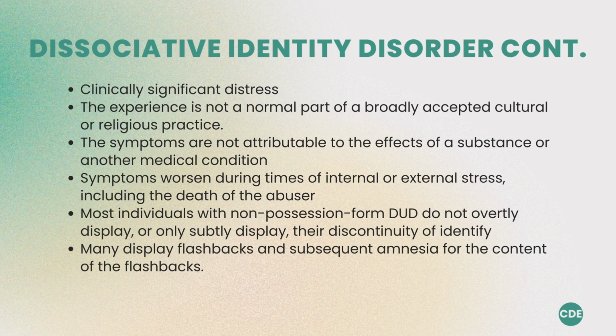And the person has often developed some sort of compensatory strategies to be able to keep things under control. In a lot of cases, they're distressed by their discontinuity of identity. They recognize that this doesn't happen to other people that they know. Many people with DID have dissociative flashbacks and subsequent amnesia for the content of the flashback. So they may have a flashback to something that their alter did, and then when they come out of the flashback, when they get regrounded, they won't remember. They know that they had a flashback, but they can't really remember the content of it.